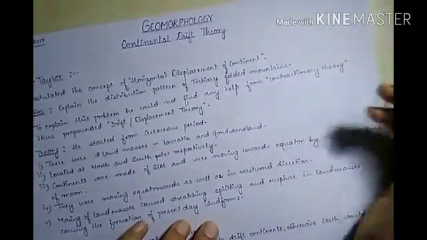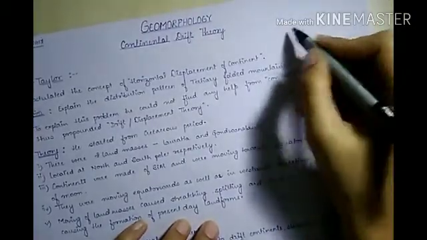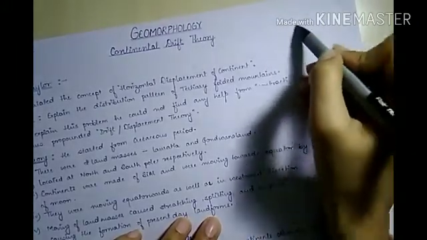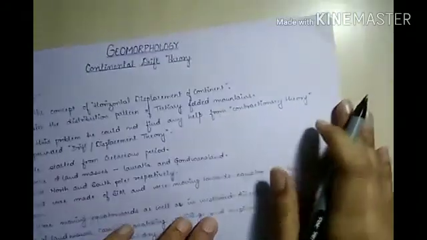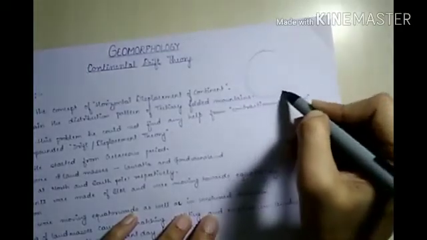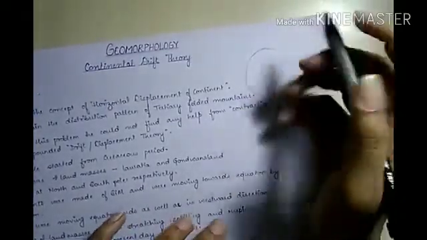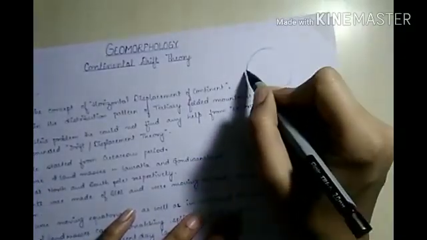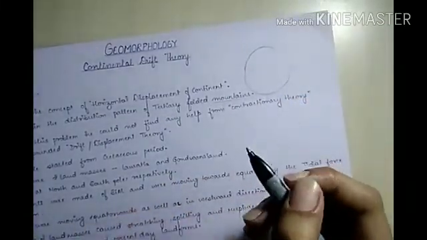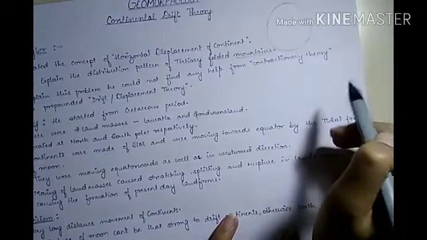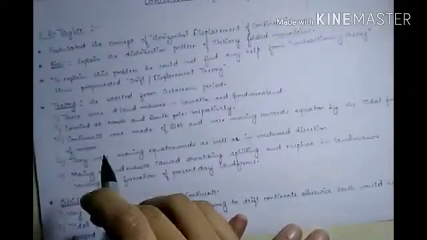Till that time we had the contractionary theory. It said that Earth was initially a hot body and it gradually cooled down, and due to cooling it contracted, and due to contraction there were many folds in the earth. These folds formed mountains. But he did not find any help from this contractionary theory, so he decided to propound another theory, that is the drift or displacement theory.